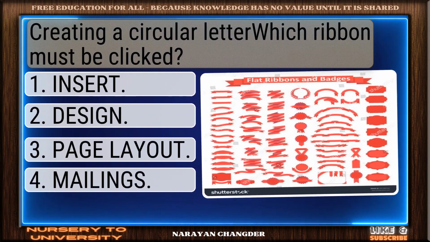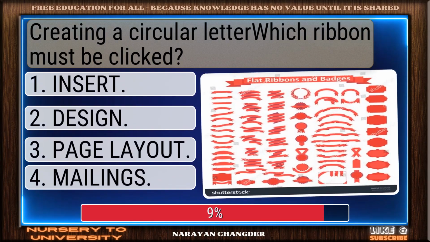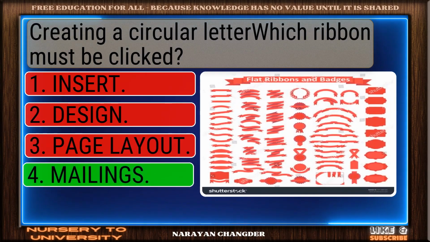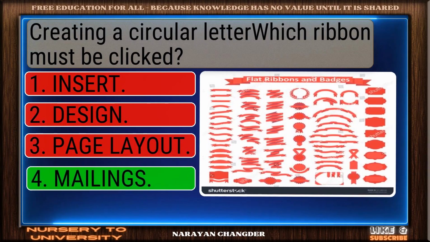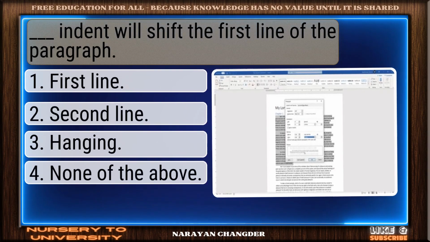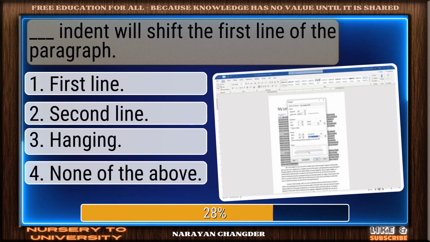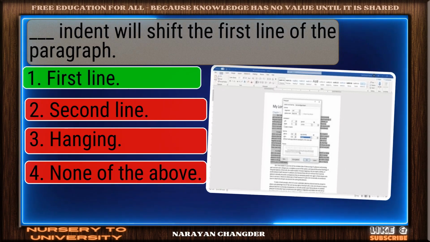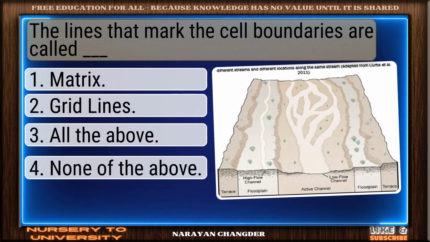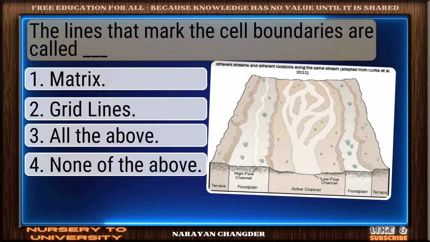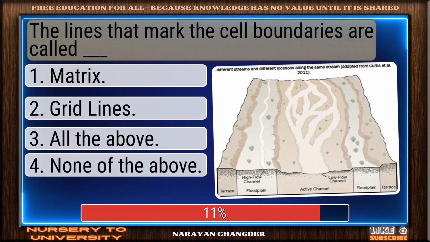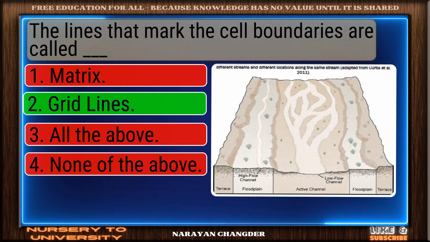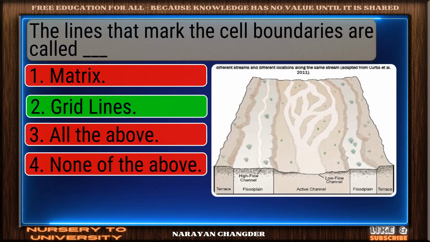Creating a circular letter, which ribbon must be clicked? You're right. Mailings is the correct answer. Dash indent will shift the first line of the paragraph. Right again. First line is a valid answer. The lines that mark the cell boundaries are called dash. Nice work. You chose grid lines, and it is correct.